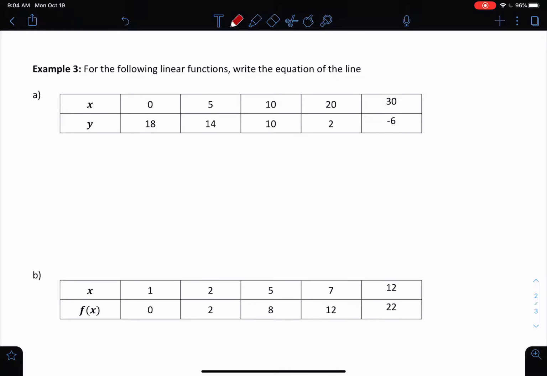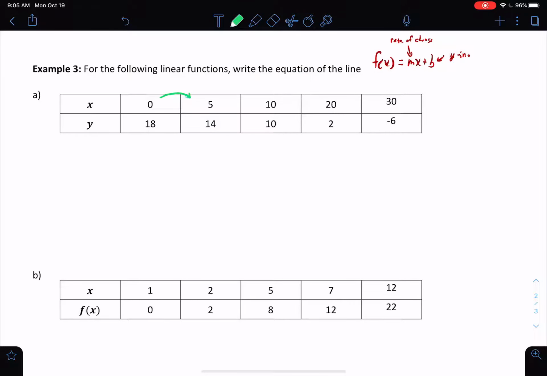So for these linear functions represented in these tables, we're going to be able to write the equation of the line. All right, and remember that is f of x or y equals mx plus b. The m represents my rate of change, and the b value represents my y-intercept.